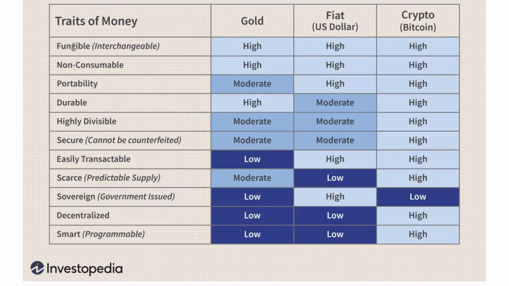But if we just look at the traits of what money really is, we can see some of the key differences. So, for example, portability. Like I was showing previously with the ability to send Bitcoin anywhere in the world for a very, very cheap price. If you're trying to move millions of dollars worth of gold bars overseas, this is going to be an incredibly difficult, expensive, and time-consuming process to do.